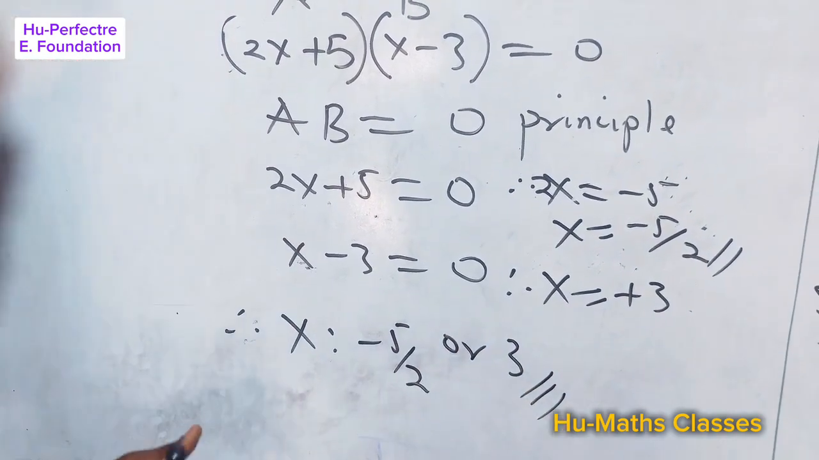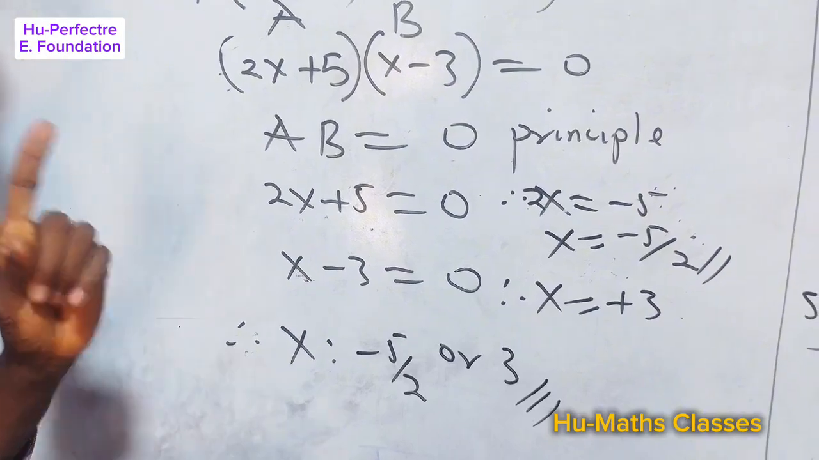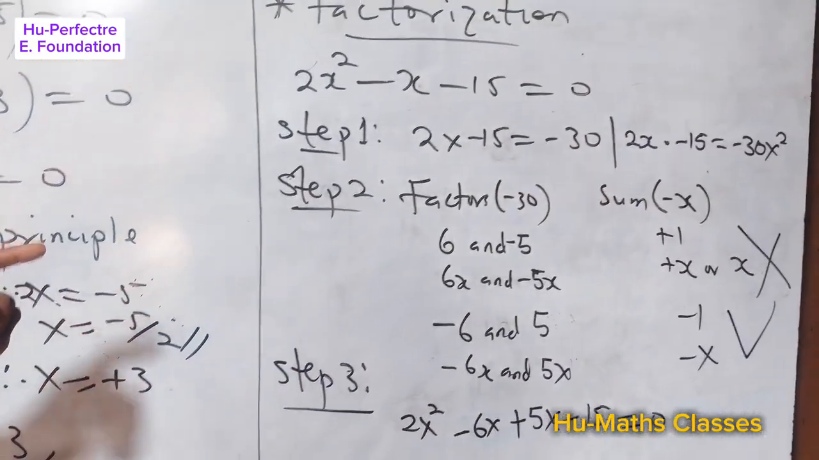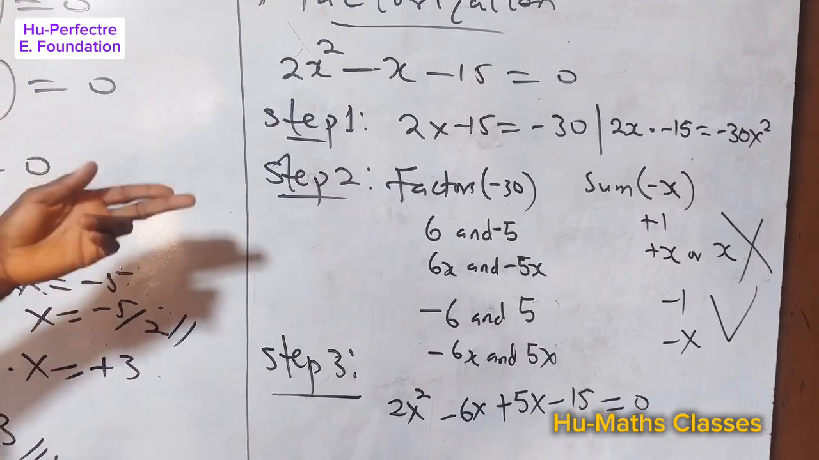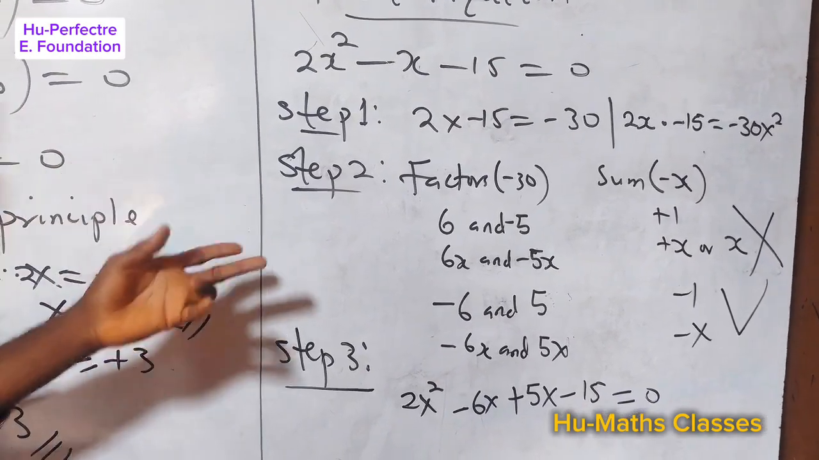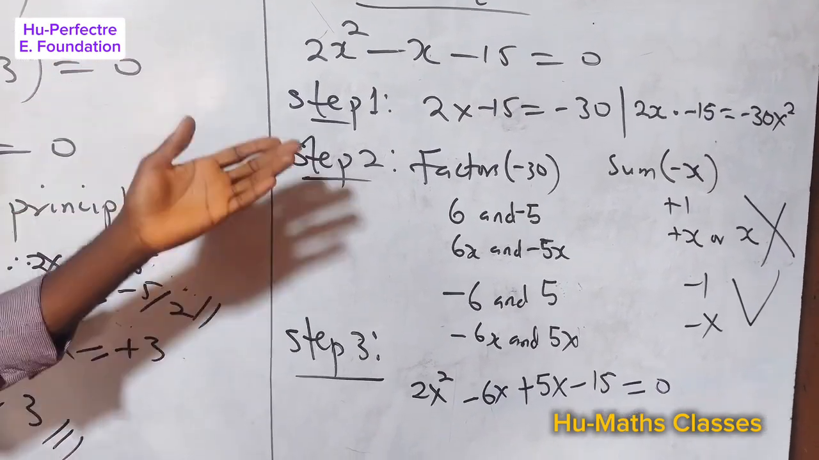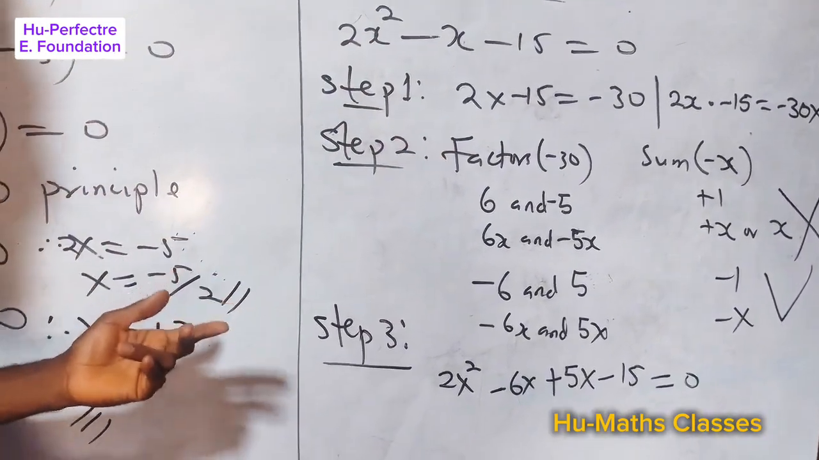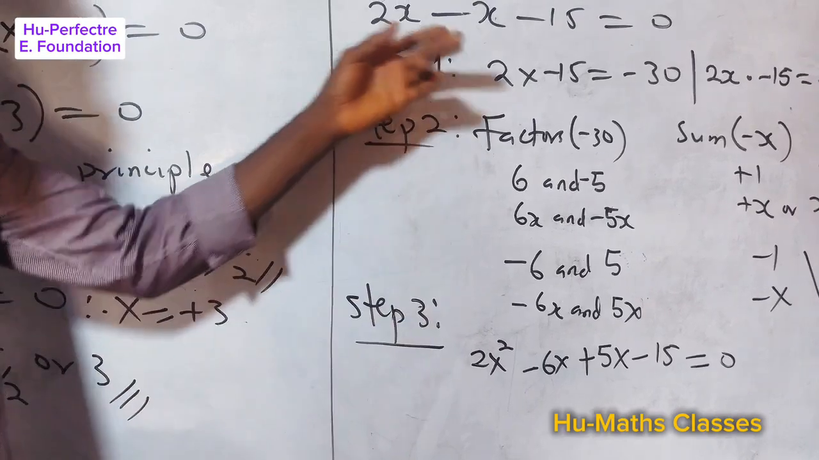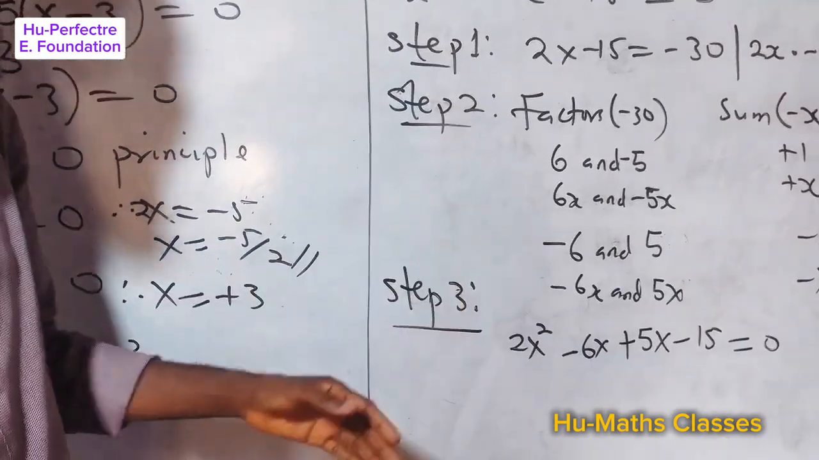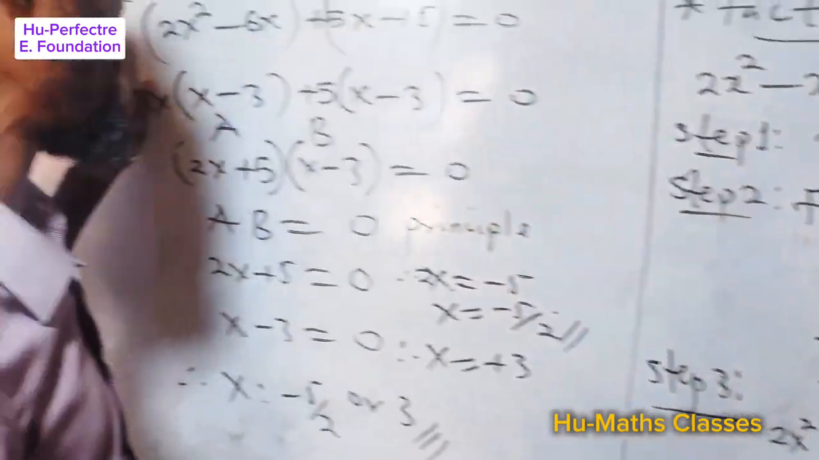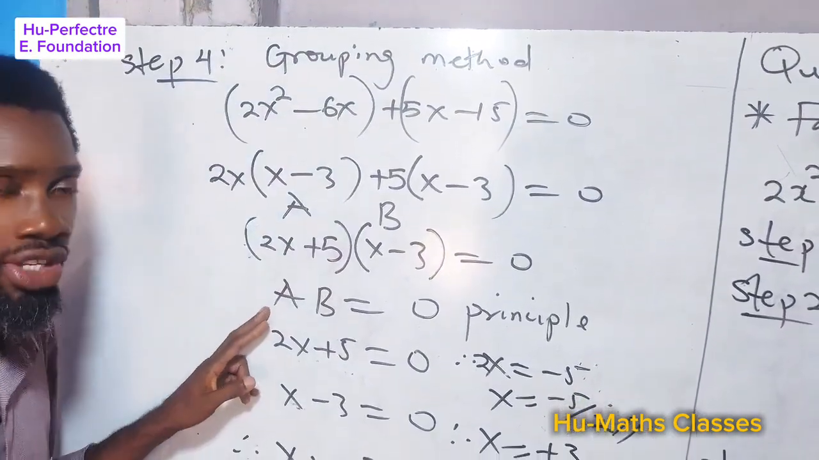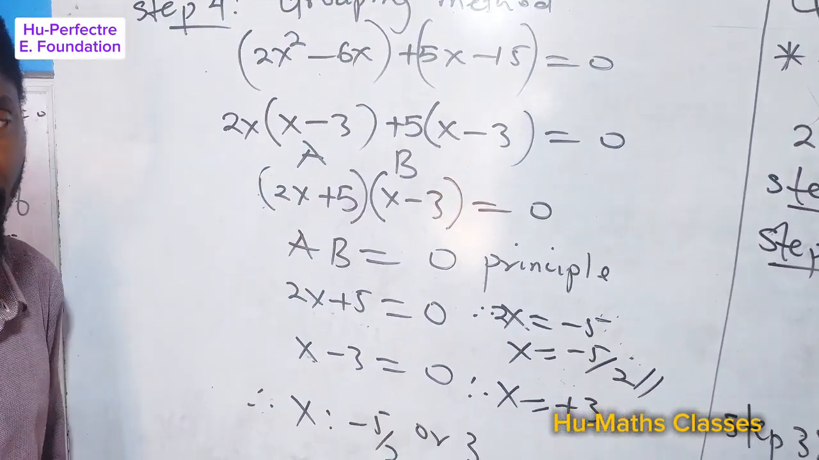This is the factorization method. Remember, I said step 1, multiply the first variable and the last variable. Step 2, find two factors of the result you got in such a way that if you multiply them, you get the actual result you got. If you add them up, you get the second variable. After that, I said substitute the second variable with the two factors you arrived at. After that, factorize using the grouping method. And if you've done that, then apply the AB is equal to 0 principle, and you arrive at your final answer.